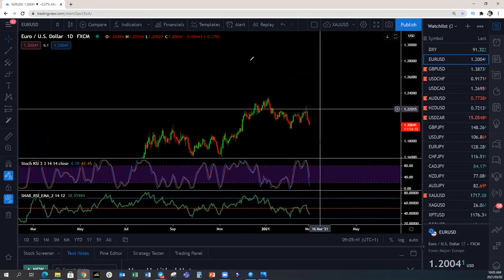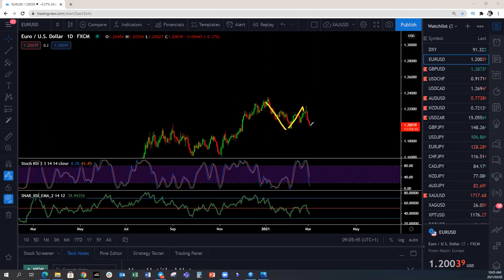But the expected structure is 3 waves down, 3 waves up, and 3 waves down, and then we'll look for this to resume higher. The daily has broken below 50 on this, so we are pretty bearish. We could be pretty bearish until around this level, up until around equal legs.